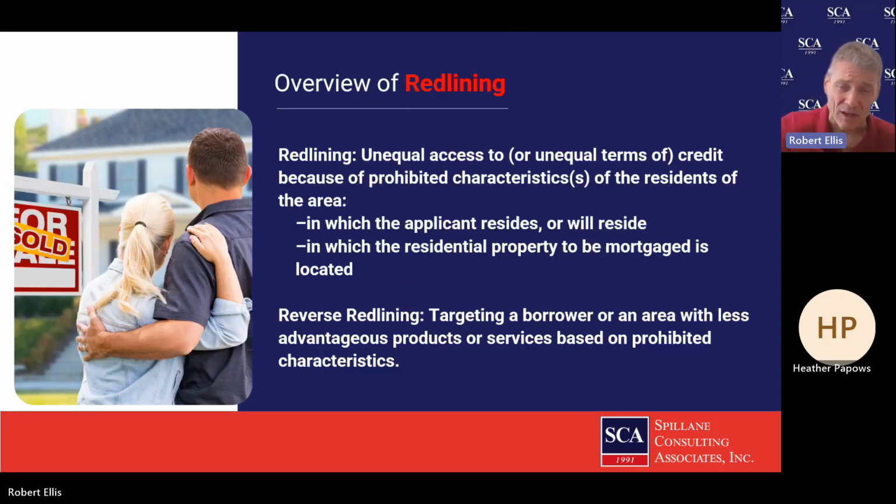So what is the definition of redlining? Well, it is the unequal access to or unequal terms of credit because of privileged characteristics of the residents of the area in which the applicants reside or will reside, or in which the resident's property will be mortgaged is located. And reverse redlining is specifically targeting a borrower or an area with less advantageous products or services based on prohibited characteristics. And that is right out of the interagency fair lending exam procedures.